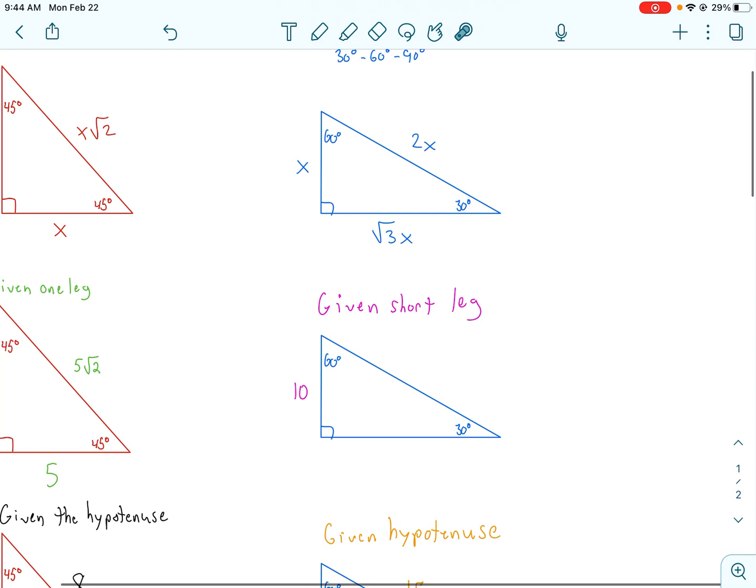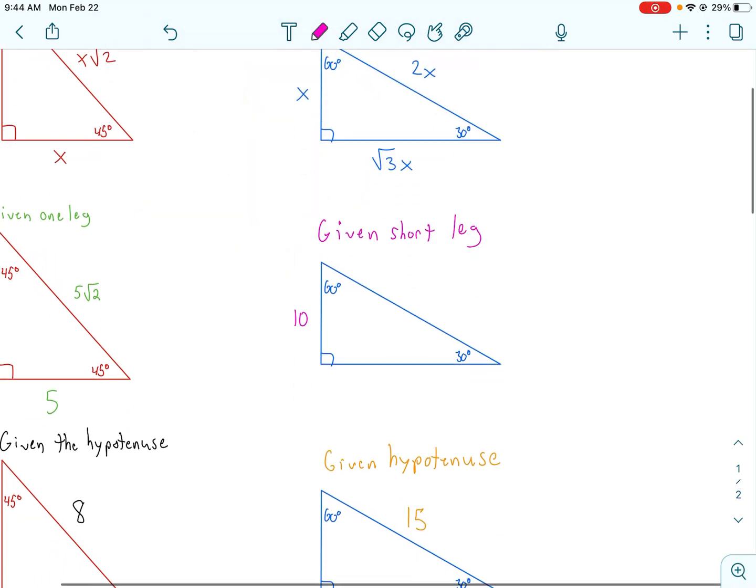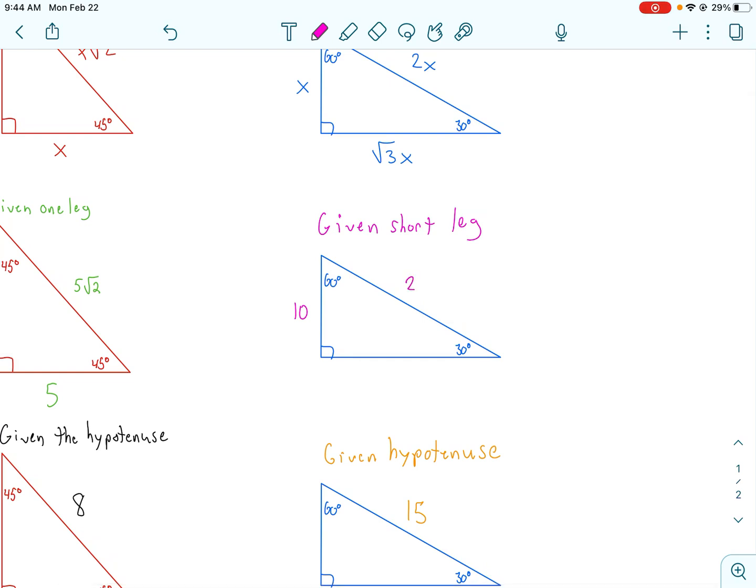If you're given the short leg, now in a 30-60-90 triangle, the short leg is across from the 30-degree angle. The hypotenuse is always double it. You just double the short leg, and that's the value of your hypotenuse. The long leg is always radical 3 times the short leg. So given the short leg is the easiest form because you double it for the hypotenuse, so you get 20, and you take your short leg and multiply by radical 3. So 10 radical 3. That's it.